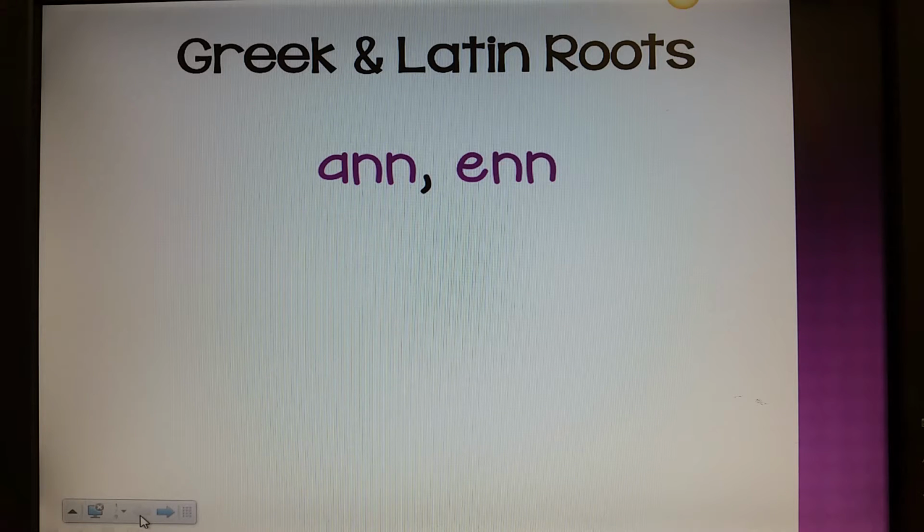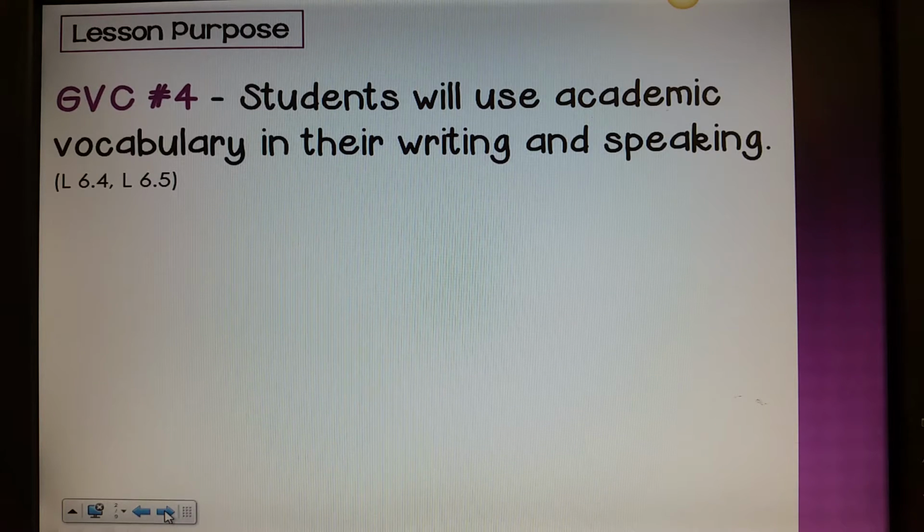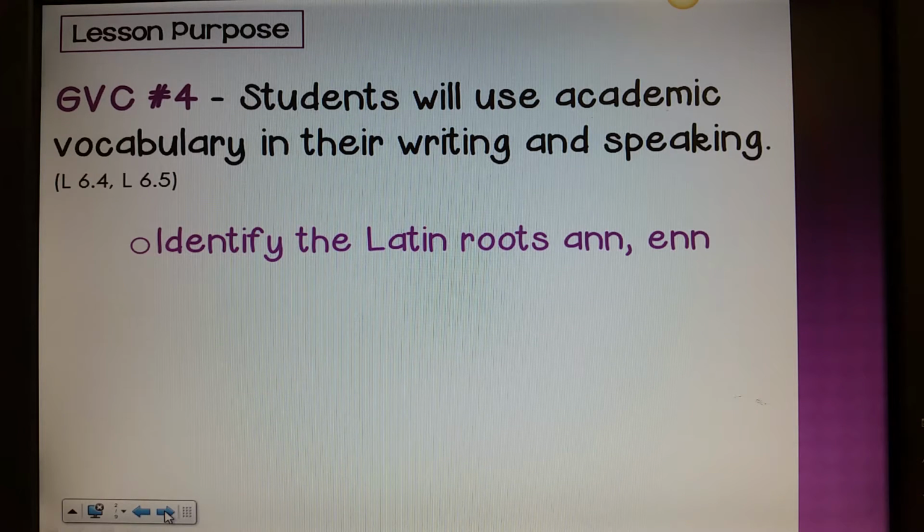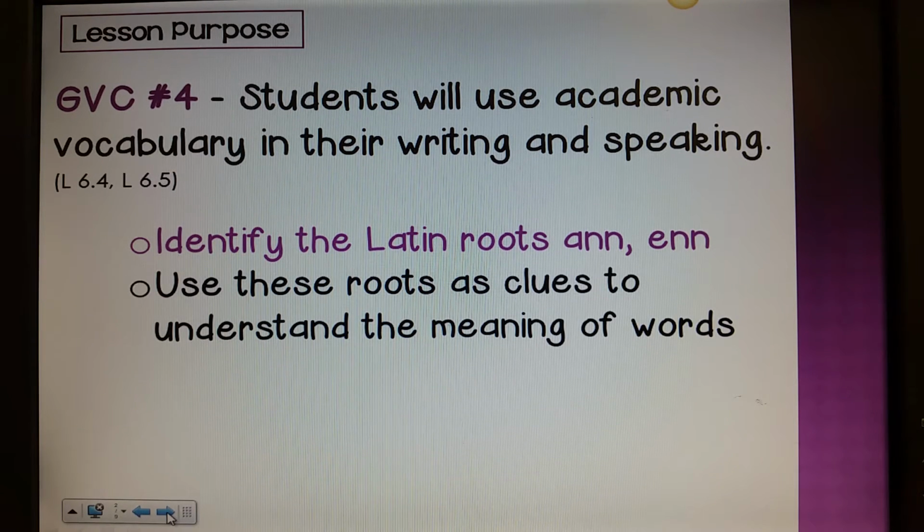Jones. Today's vocabulary lesson will focus on the Greek and Latin roots an and en. The purpose of this lesson is to meet the goal of our GVC number 4. Students will use academic vocabulary in their writing and speaking. After today's lesson, you will be able to identify the Latin roots an and en, and you will use these roots as clues to understand the meaning of other words.